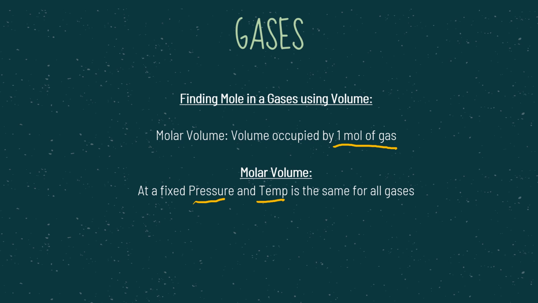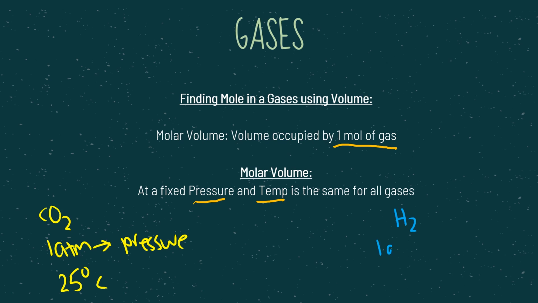Let's say we have a CO2 gas at 1 atm, atm is the pressure, and at 25 degrees Celsius. And let's say we have a hydrogen gas at 1 atm and also at 25 degrees Celsius. From this, we can see that they have the same pressure and the same temperature. So this means that the number of moles of CO2 and H2 is actually the same. There'll be the same number of moles of CO2 gas and H2 gas in 1 atm and 25 degrees Celsius because the conditions are the same.